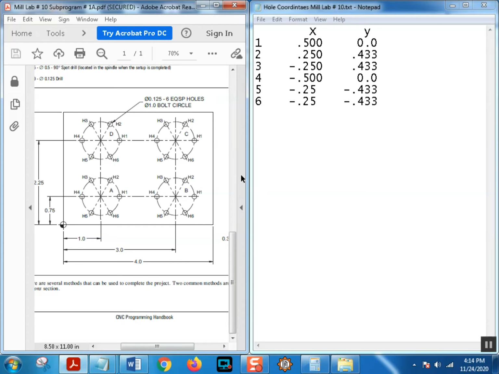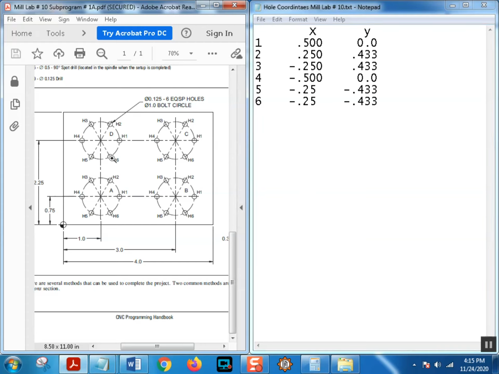I want to make sure that my minus signs are right. So hole 3, x is going to be a minus, y is going to be a positive. Hole 4, x is going to be a negative, y is just going to be 0. Hole 5, x is negative, and y is negative. So I'm making sure I got my symbols right. I know my numbers are right. And hole 6, of course, hole 6 is wrong.